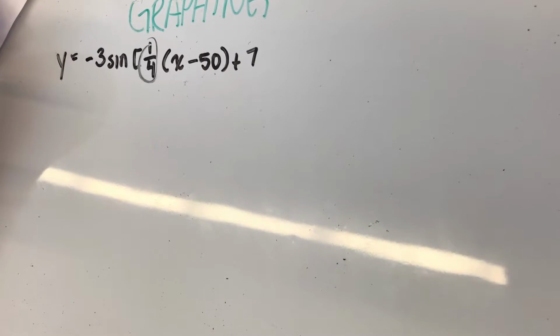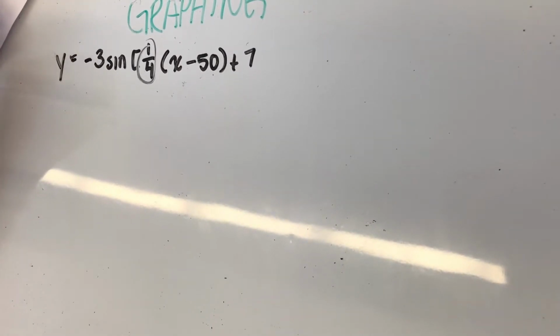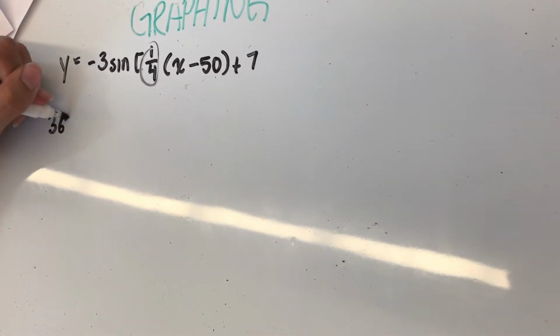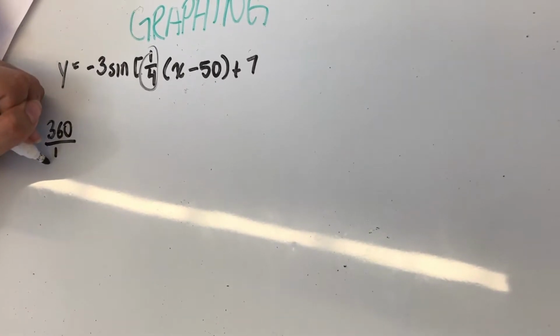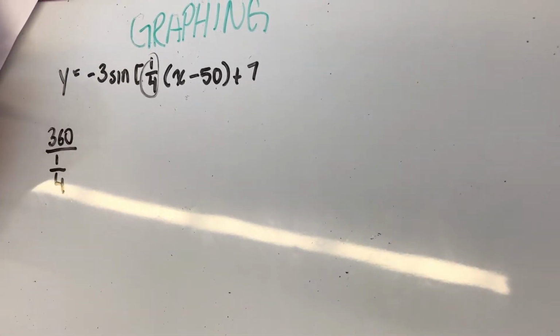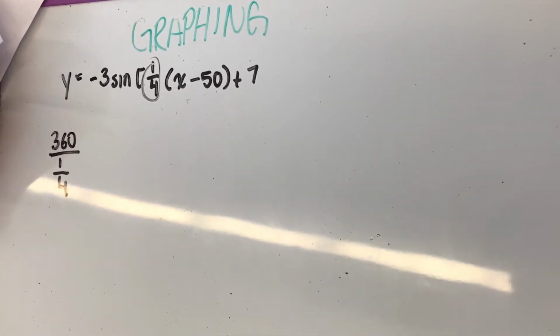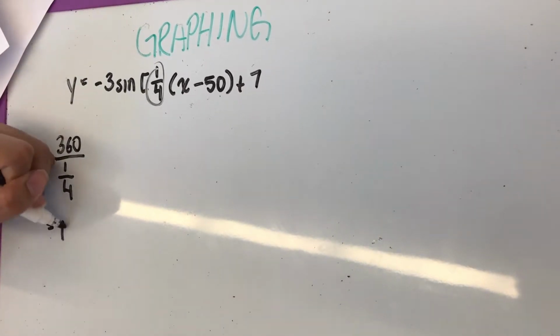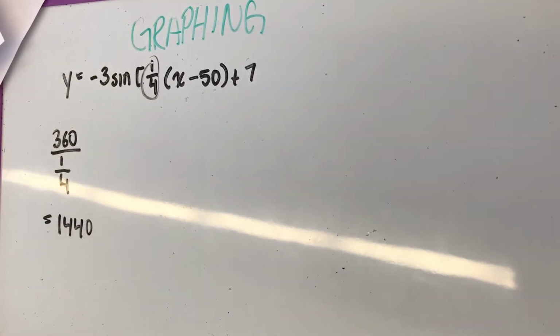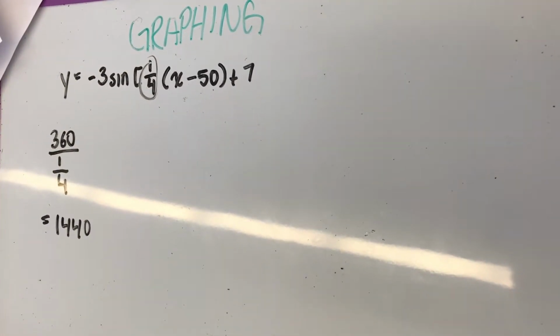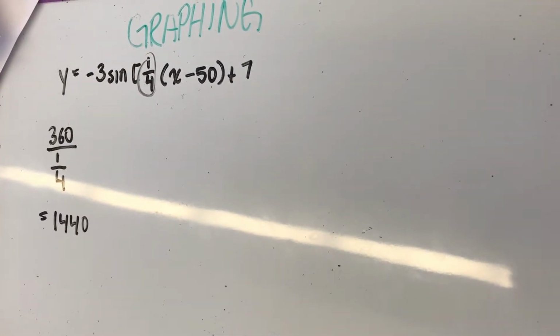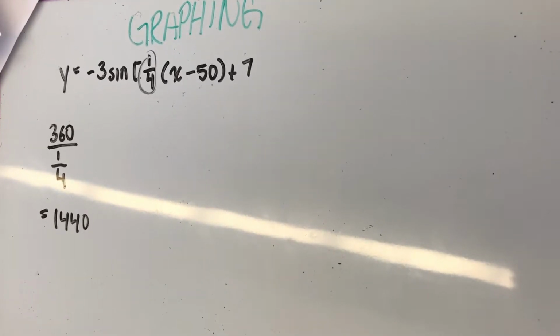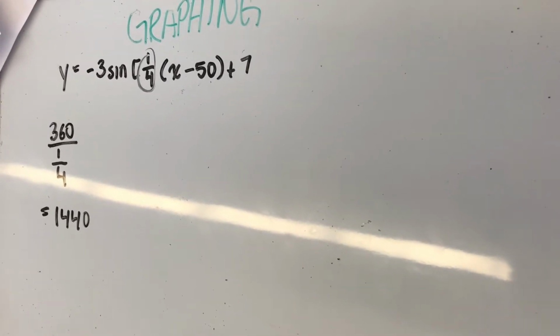So as mentioned earlier, in order to find the period of our transformed equation, we must do 360 divided by our k value, which is 1/4, or 0.25. So 360 divided by 1/4 is equal to 1,440. This means that our period is going to last for 1,440 degrees.